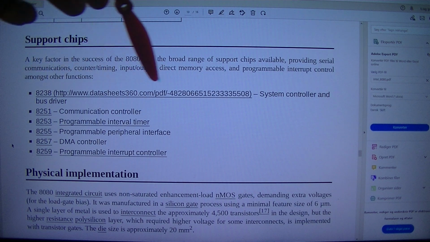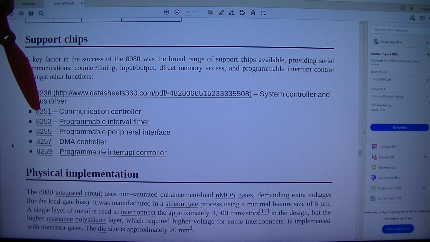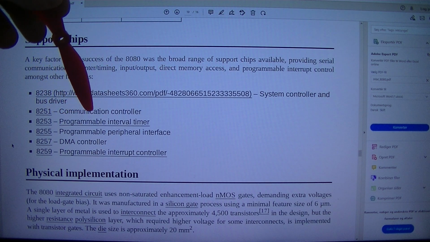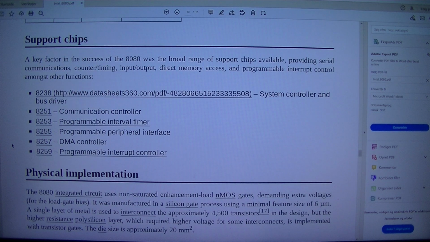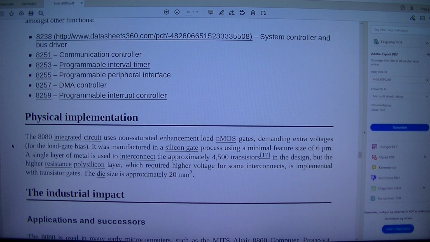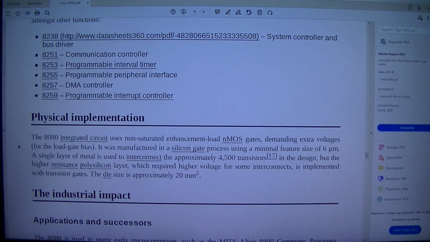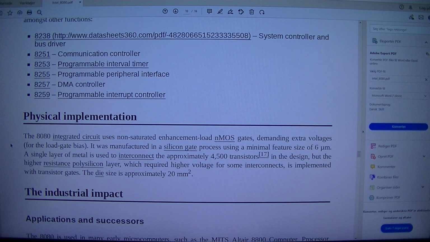8238 system controller and bus driver. 8251 communication controller. 8253 programmable interval timer. 8255 programmable peripheral interface. 8257 DMA controller. 8259 programmable interrupt controller.